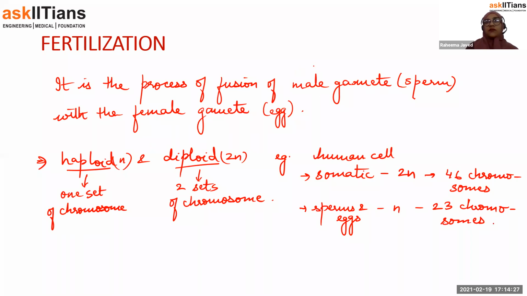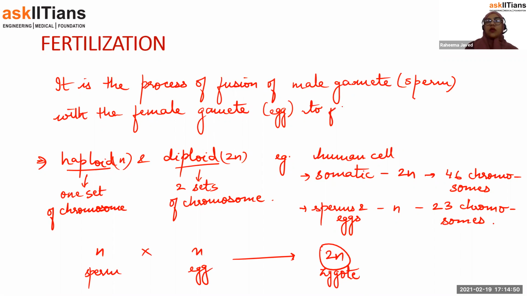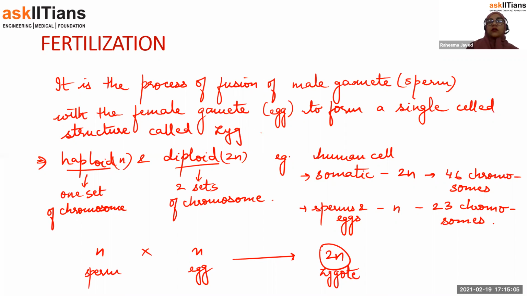So when the sperm is fusing with the egg, the sperm is n and the egg also is n. When they fuse with each other, they form a diploid structure, which is the zygote. So it is a process of fusion of the sperm with the egg to form a single-celled structure called the zygote. Remember that the zygote is a single-celled structure.